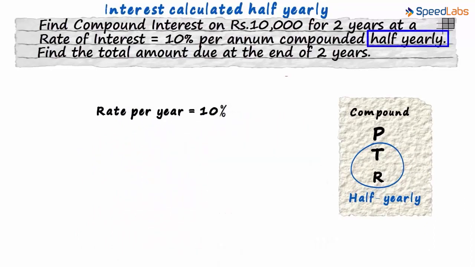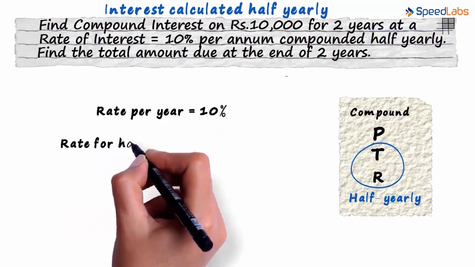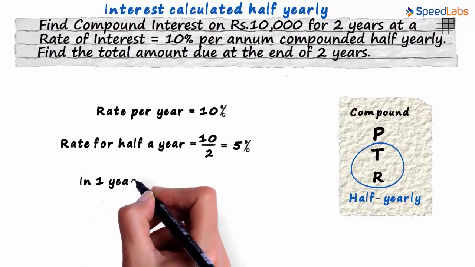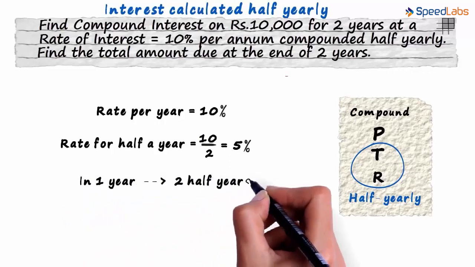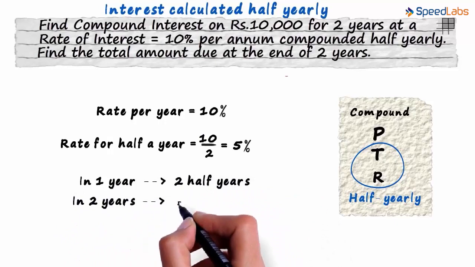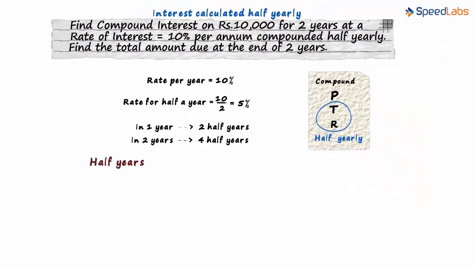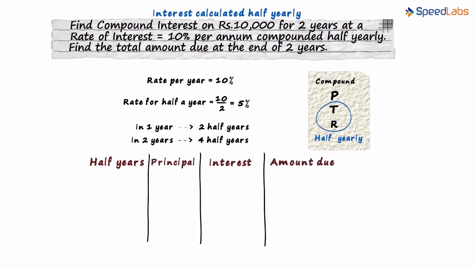Since the compounding is half yearly, what we are interested in is the rate for half a year. Since the rate for the full year is 10%, the rate for half a year will be 10 by 2, which is 5%. Half year means 6 months. So in 1 year, there are 2 half years. And hence, in 2 years, there will be 4 half years. Now let us draw the table with columns half years, principal, interest, and amount due.